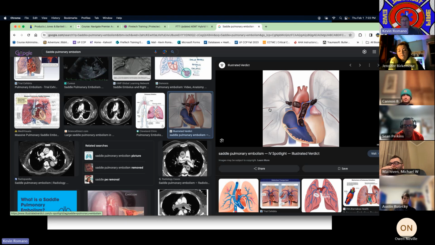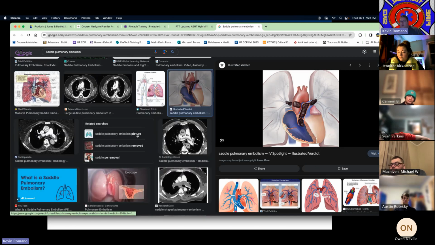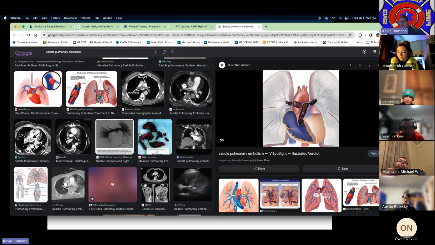Pulmonary artery, pulmonary vein. What you have is a massive clot that sits on a saddle, the saddle here, coming from both angles, causing almost a complete obstruction. Right? That is very fatal.